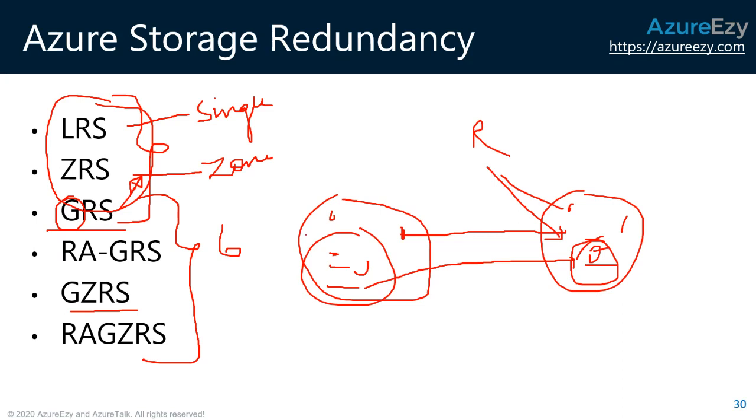So for geo, it would be six copies. For inside a region, it would be three copies. So it's a very, very important and interesting feature that makes storage accounts so powerful.